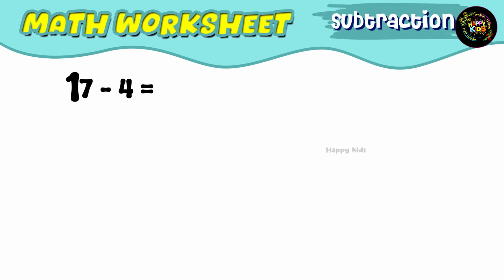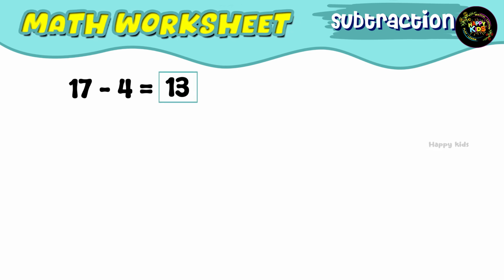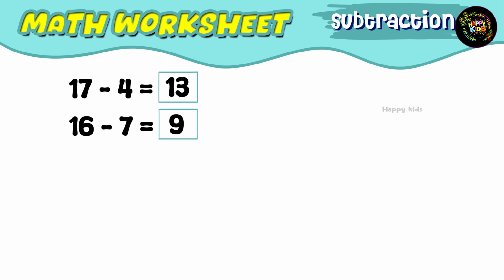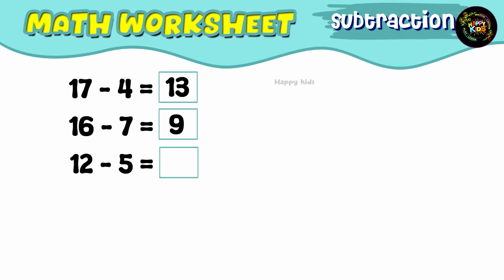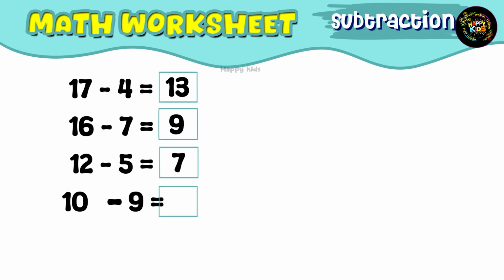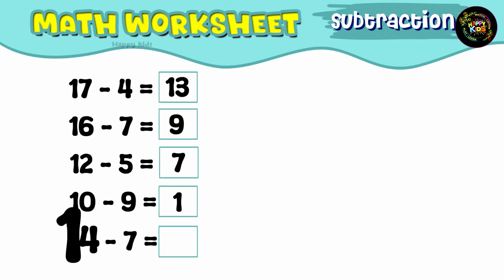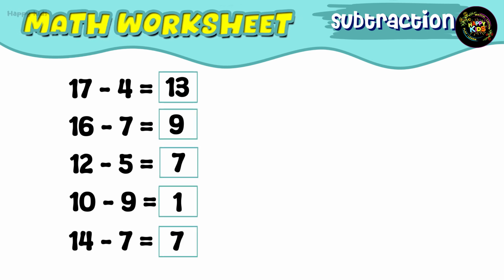Math worksheet. Subtraction. 17 minus 4 is equal to 13. 16 minus 7 is equal to 9. 12 minus 5 is equal to 7. 10 minus 9 is equal to 1. 14 minus 7 is equal to 7.